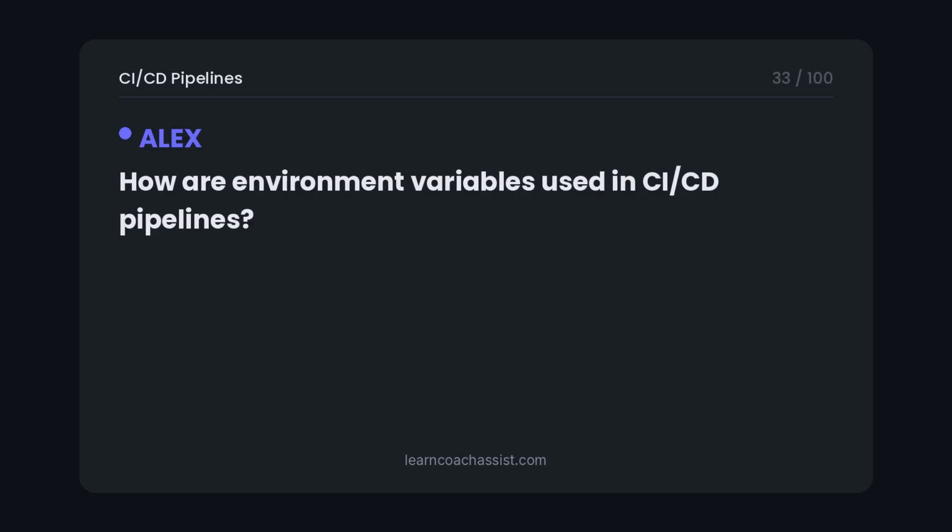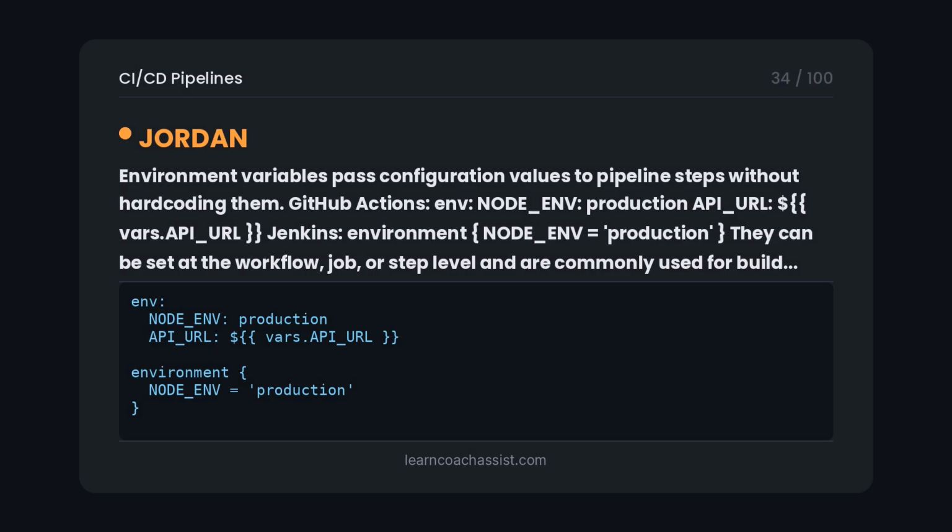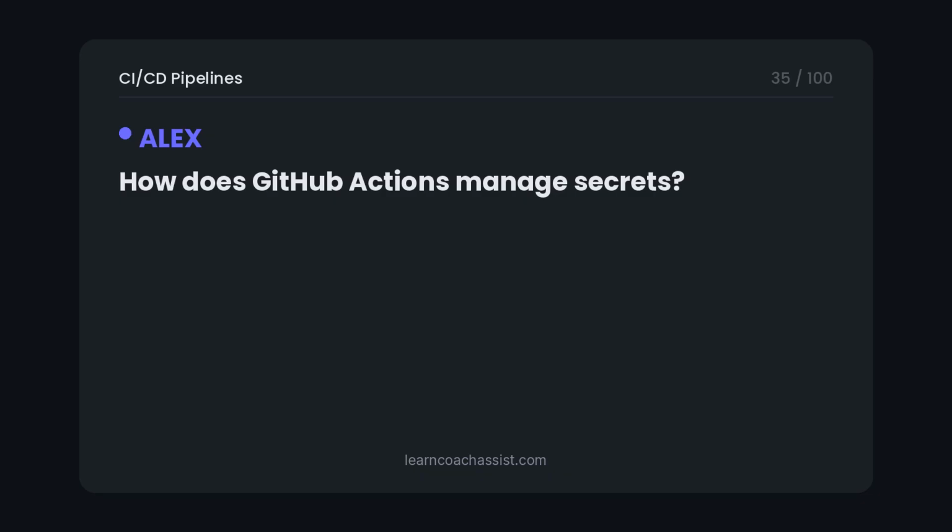How are environment variables used in CI/CD pipelines? Environment variables pass configuration values to pipeline steps without hard coding them. GitHub Actions: env, NODE_ENV: production, API_URL: ${{ vars.API_URL }}. Jenkins: environment, NODE_ENV = 'production'. They can be set at the workflow, job, or step level and are commonly used for build modes, API endpoints, and feature flags.